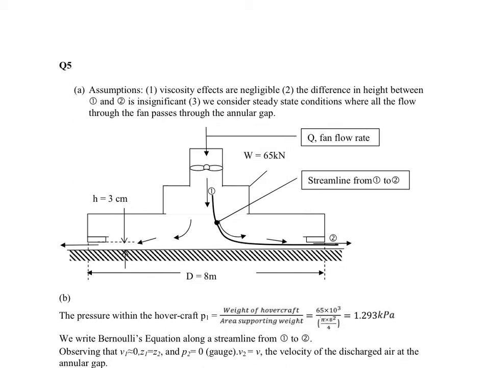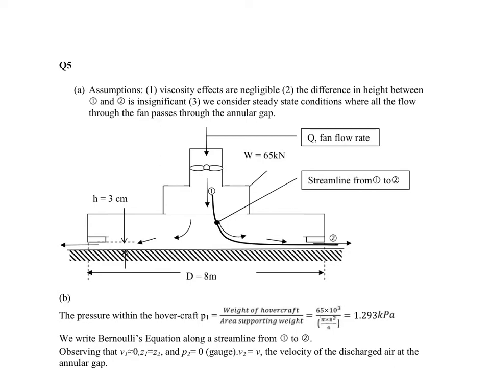Let's look at question 5. We are told that this is a hovercraft, or otherwise known as an air cushion machine, that induces air at atmospheric pressure (1.013 bar) and 30 degrees through a vertical axis fan.